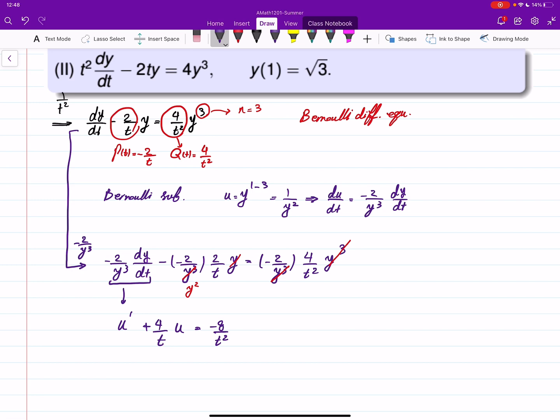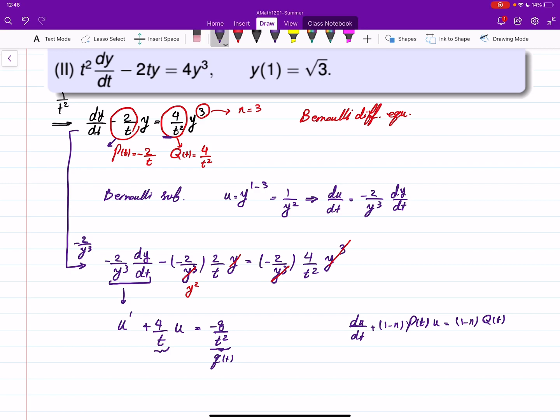Remember that I said if you know the substitution, it will turn everything to this form: 1 minus n, the original capital P, u, and 1 minus n, the original capital Q. And here you see this was the Q. Now I multiply it by 1 minus 3, which is negative 2, multiply by negative 2. That's what is my new Q(t), and this is exactly the original P(t) multiplied by negative 2, which is 4.